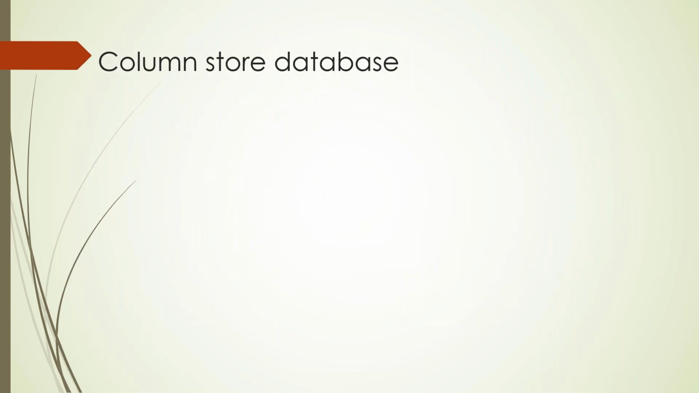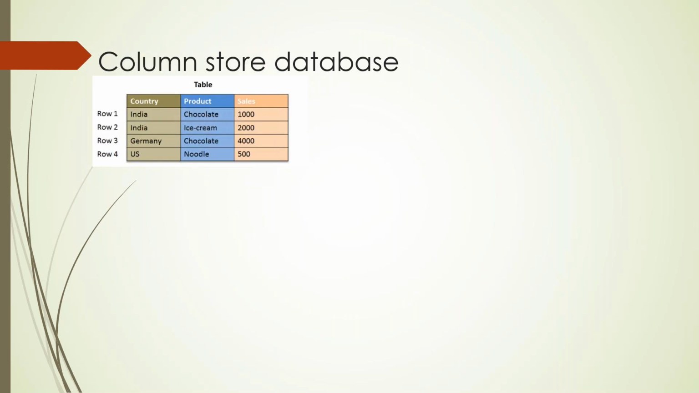The column store tables. So what are the column store tables? Consider I have one table in which I have the columns country, product, and sales, and a total of 4 records: row 1, row 2, row 3, row 4. I have India, Germany, and the US as countries, the products chocolate, ice cream, noodles, and the sales. Before we understand the column store database, we'll understand the row store database. So what is the row store database?